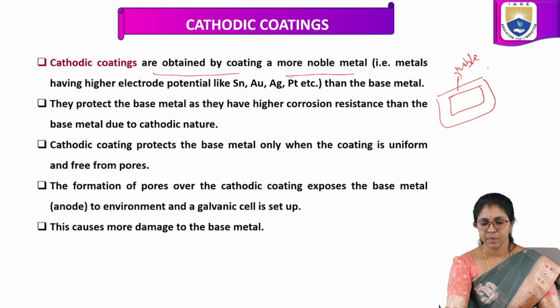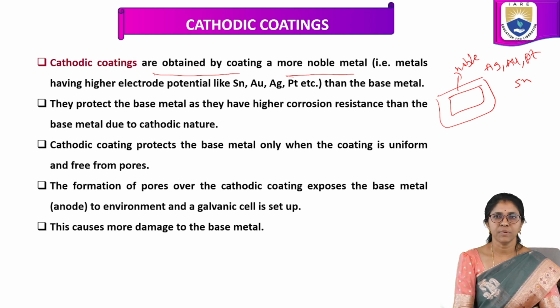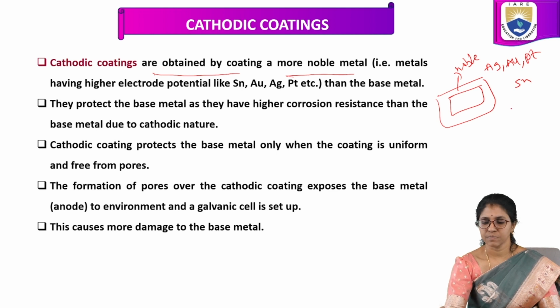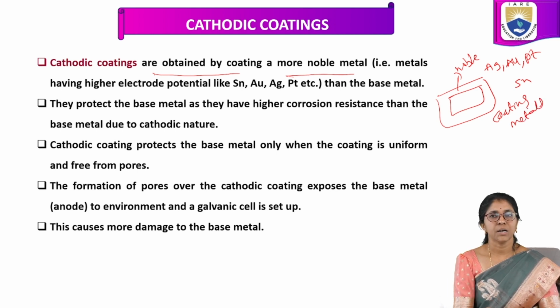So like silver, aurum, platinum and tin. These metals are called noble metals. For cathodic coatings, we are using noble metals as coating metals. The cathodic coatings are obtained by coating a more noble metal, one having higher electrode potential, like tin, silver, aurum, platinum, than the base metal.